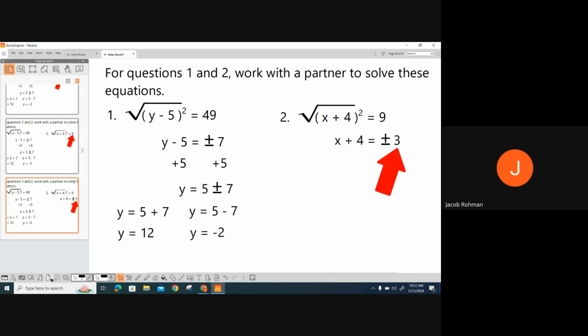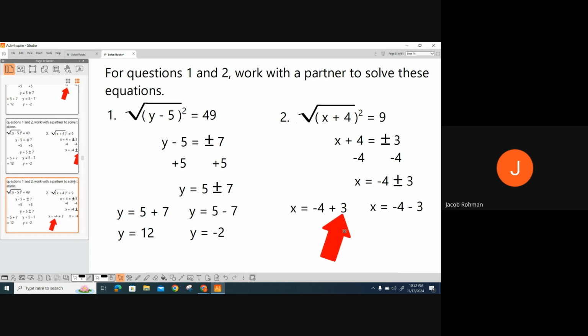Well, we're going to continue by subtracting 4 from both sides. And that's going to leave me with negative 4 plus or minus 3. So I can really write this as two equations. I can write it as negative 4 plus 3 and negative 4 minus 3. Well, here, when I take negative 4 plus 3, that's going to give me a solution of negative 1. And on the second one, when I take negative 4 minus 3, that's going to give me a solution of negative 7. So my two solutions in this case are going to be negative 1 and negative 7.